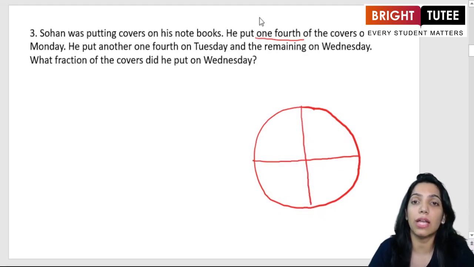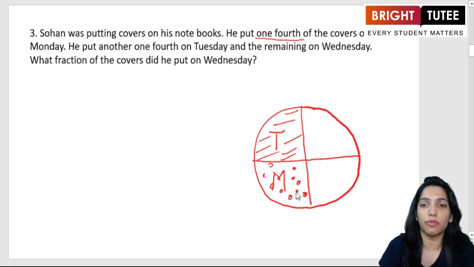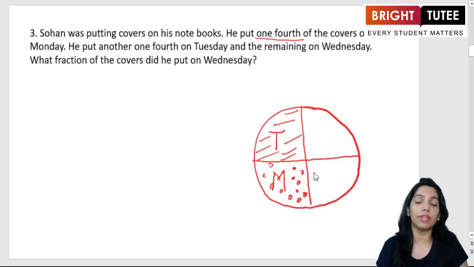So how much is he covering on Monday? He's covering 1/4. That means I'll just write M for this one. So say this is the part that he is covering on Monday. That is 1/4 of the total. Now it's saying 1/4 on Tuesday. So here I'm writing T for Tuesday, because this is another representation of 1/4. I'm putting T in this 1/4 column, and this one is Monday. That's also representing 1/4. Now it says that whatever is left, he's covering that on Wednesday.